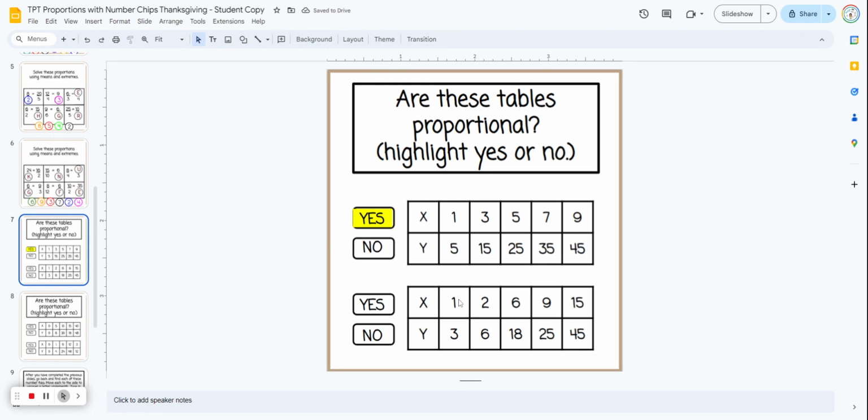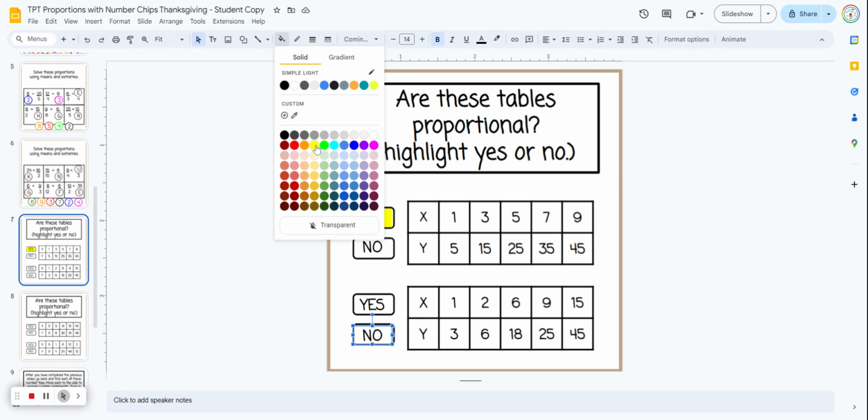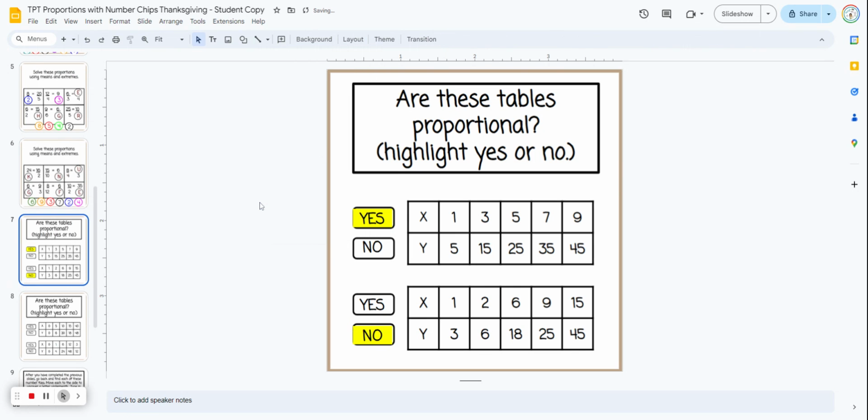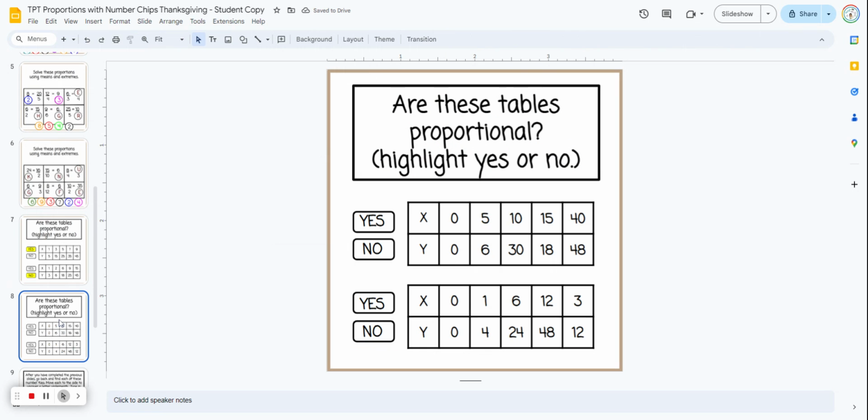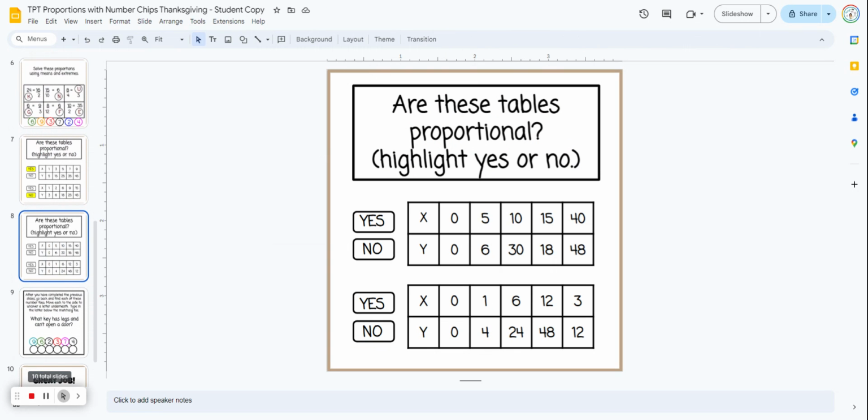Now the next one, we can see that we're multiplying our x value times 3. That works here, but it doesn't work here. So the table is not proportional. We highlight no, come up here, again, choose a color to show the answer. And they've got 2 more tables on the next slide.